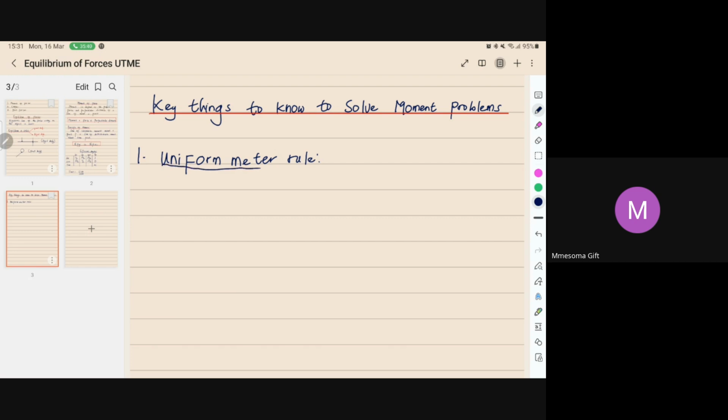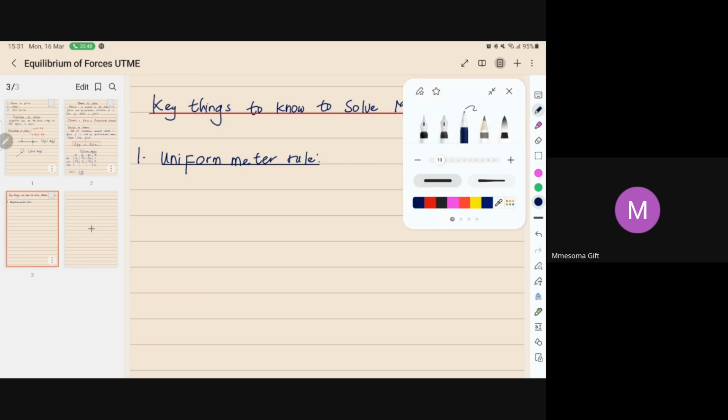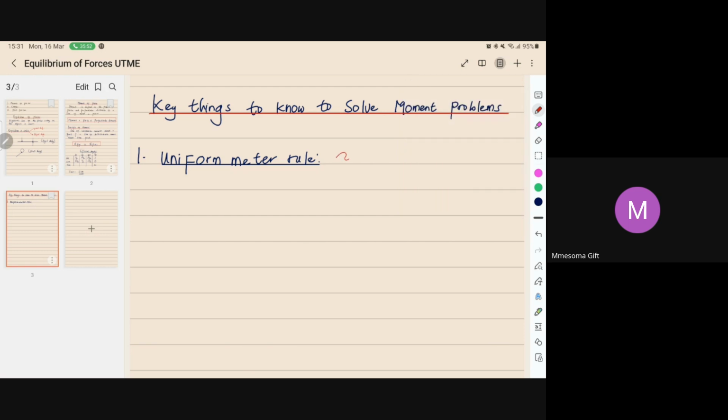But if the length is given, don't leave the length they gave you to start assuming. At that point, you are on your own, right? But if they didn't say anything about the length and they just said uniform meter rule, you are free to say that it is 100 centimeter long.